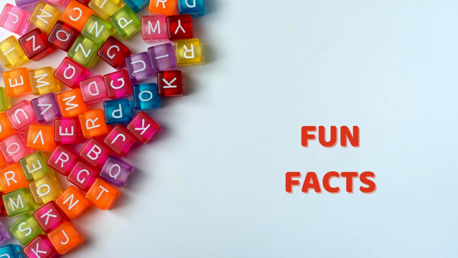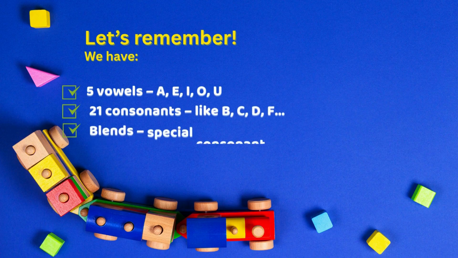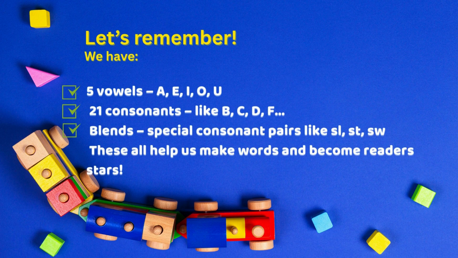I'll tell you some fun facts about vowels and consonants. Ready? We have 5 vowels. A, E, I, O, U. We have 21 consonants like B, C, D, all the way to Z. Blends. Blends are special consonant pairs like SL, ST, SW. These all help us make words and become reading stars.